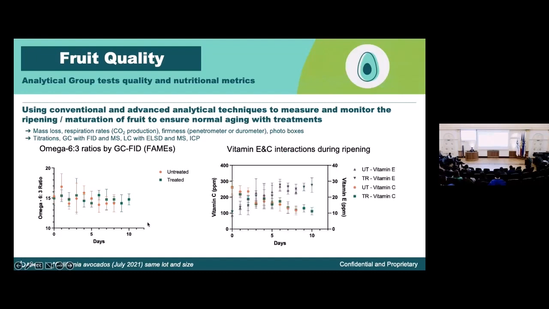Looking at the vitamin E and C interactions, these are synergistic. So as one goes up, the other goes down. But really the overall outcome here is that there's no real significant difference between the treated and untreated groups. So this is really used to confirm that the avocados are maturing normally. They're just lasting a whole lot longer. So this is great. So you can still eat your apple and keep the doctor away.